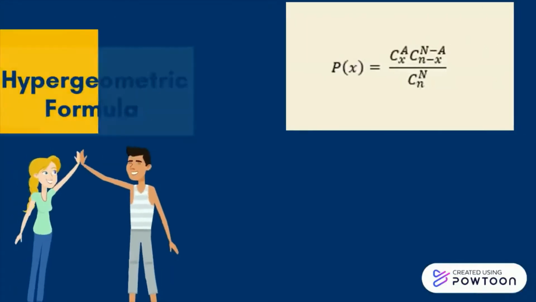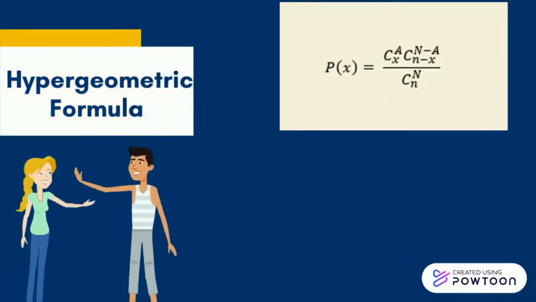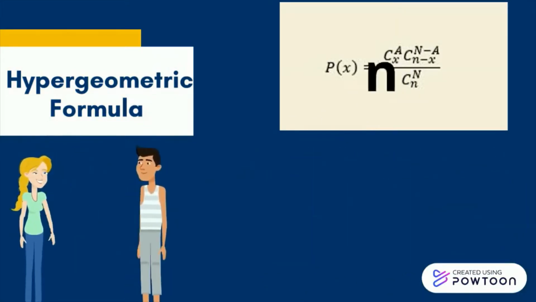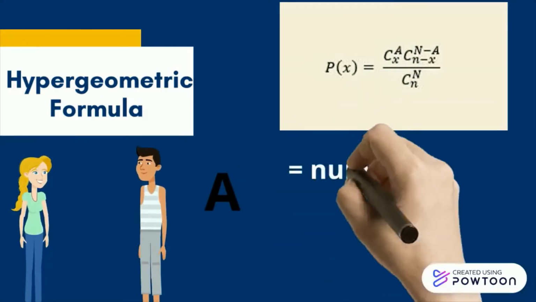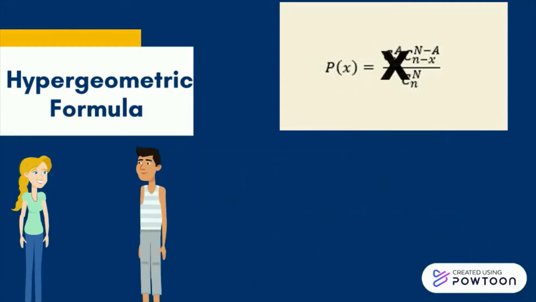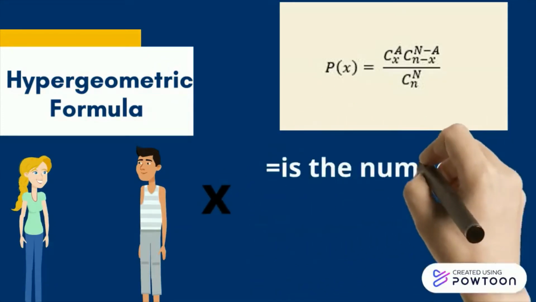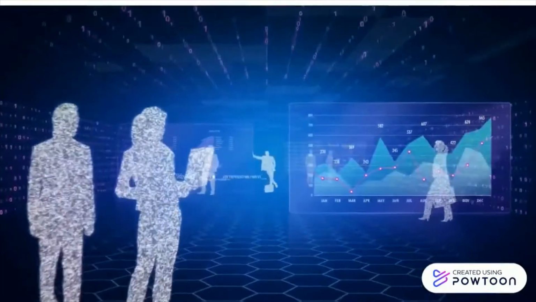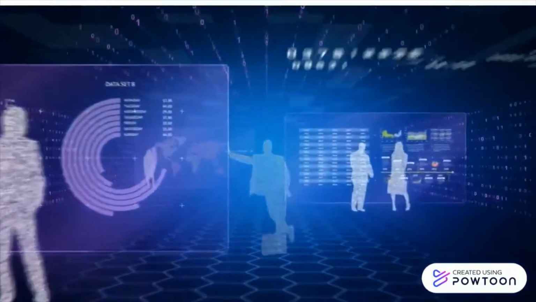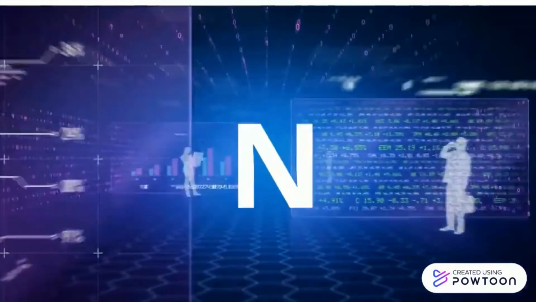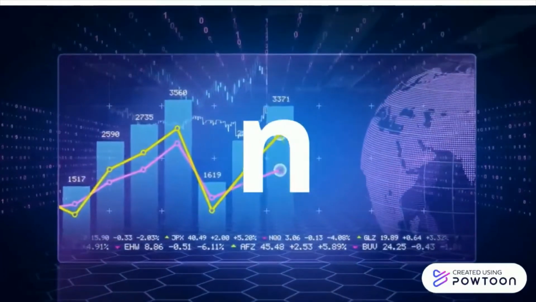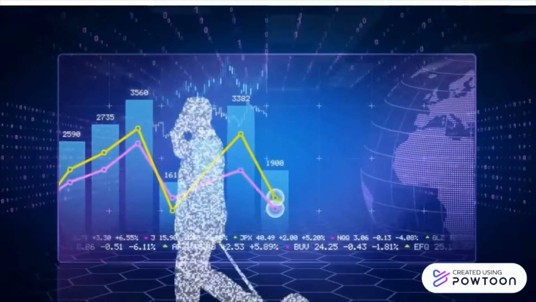This is the hypergeometric formula, where capital N is the population size, small letter n is the sample size, capital A is the number of successes in the population, and X is the number of successes in the sample. Hypergeometric distributions are characterized by three parameters, capital N, capital A, and small letter n, so creating tables is nearly impossible.